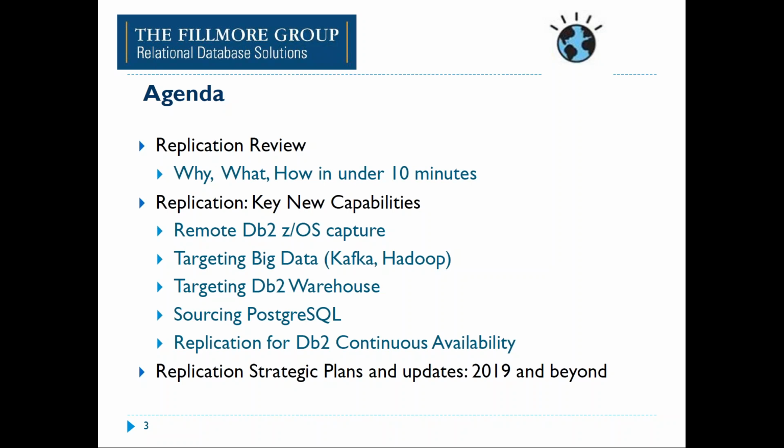We'll talk about big data, Kafka and Hadoop as a target for replication from a variety of different platforms, targeting the DB2 Warehouse product, and sourcing from Postgres, one of the fastest growing databases in the climate today. And then finally, replication for continuous availability. Then we're going to look beyond what's available today, or just about to become available, and look at 2019 and beyond, the direction that IBM is taking with the product set.